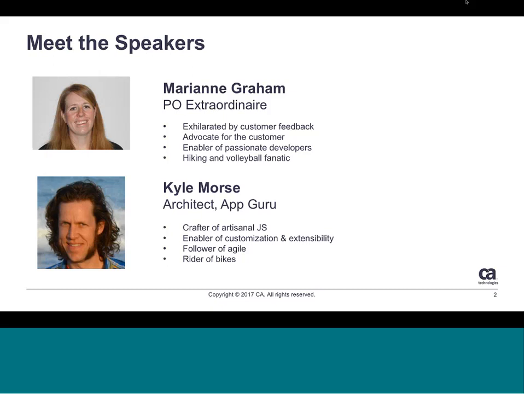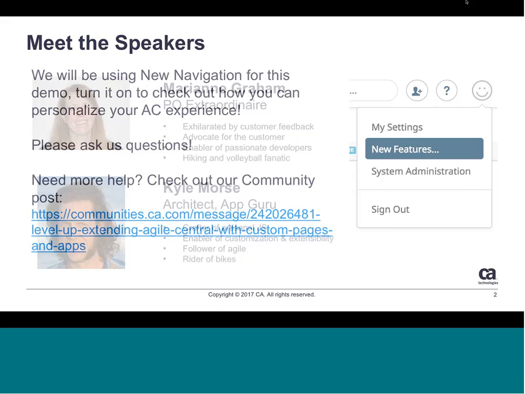Hi, I'm Kyle Morse. I'm an architect, a writer of bikes, and a platform champion. I love building tools to enable customers to extend and customize their Agile Central experience.